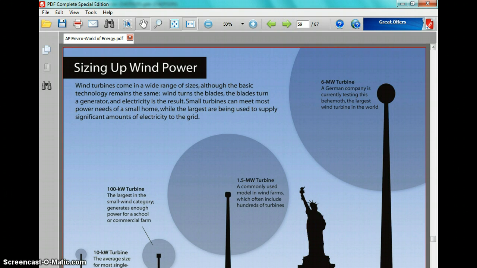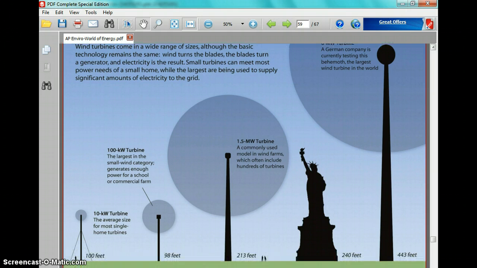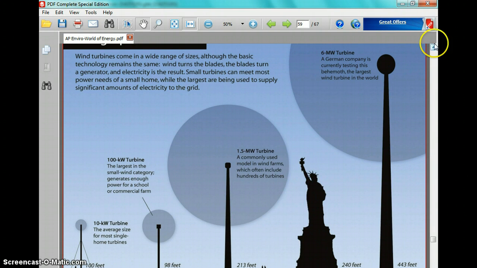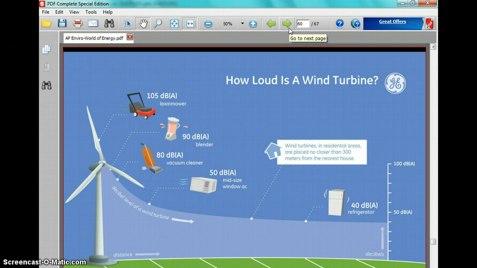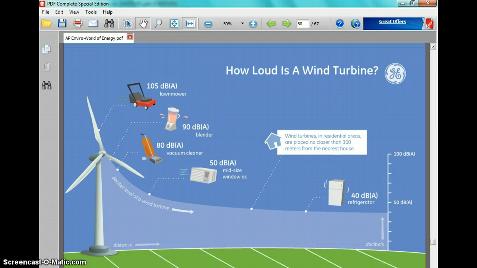So, sizing up wind power, something that I saw that was cool. The one at the very top right is a 6 megawatt turbine, and a German company is currently testing this behemoth, the largest. The one in the middle, the 1.5 megawatt, is the one commonly used in farms, and it's about as big as the Empire State Building. That's a pretty cool picture. Look at the person right there. You see that? And the smaller ones would be used for personal use.